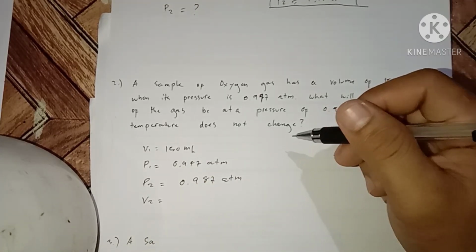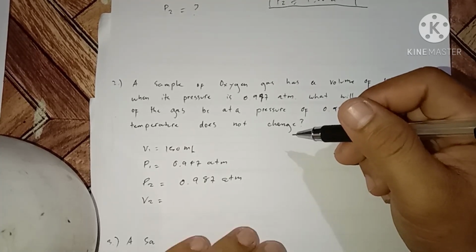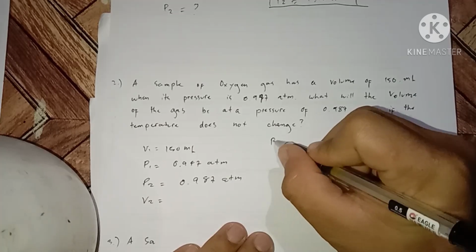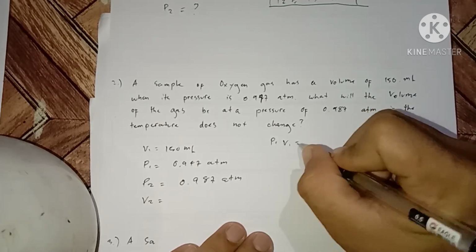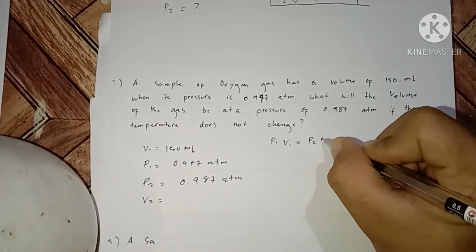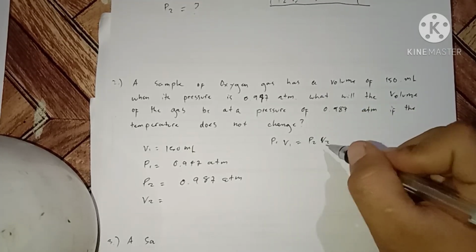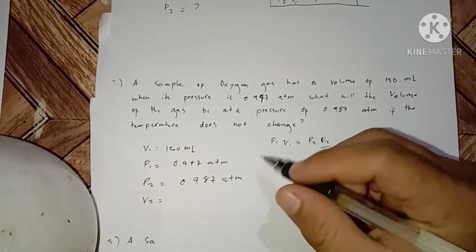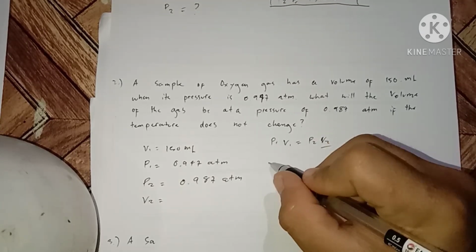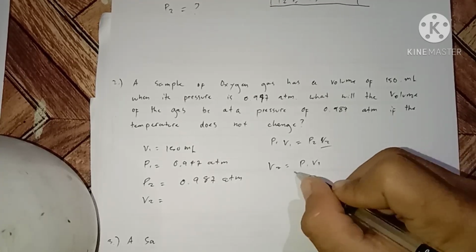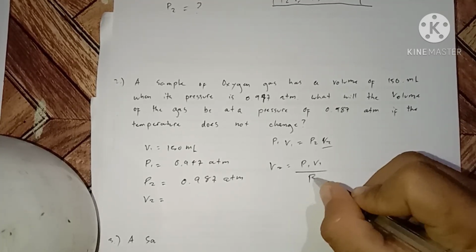We need to use the formula of Boyle's law: P1 times V1 equals P2 times V2. Since V2 is unknown, we need to rearrange the formula. So V2 equals P1 times V1 over P2.